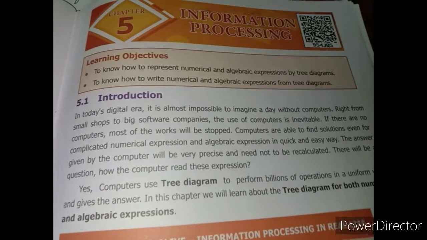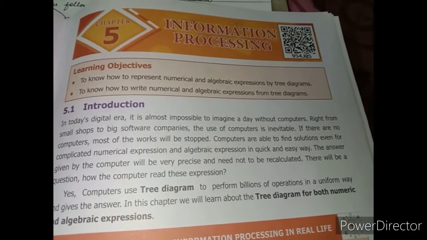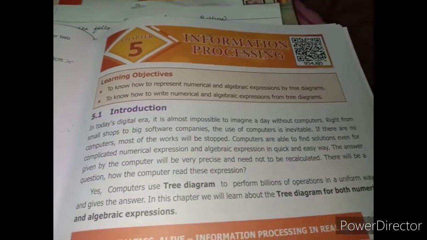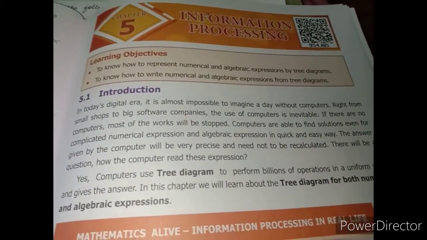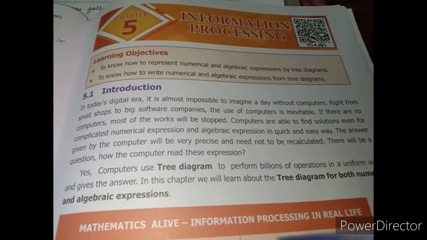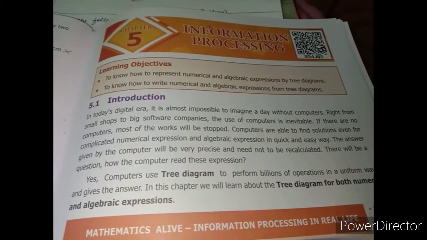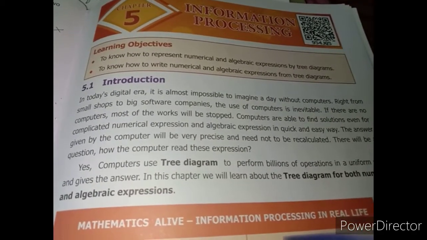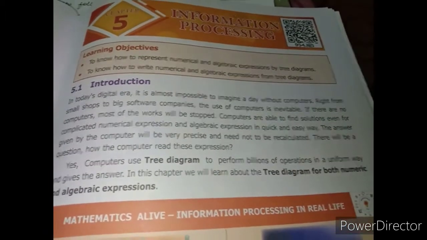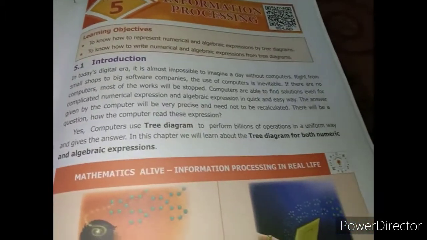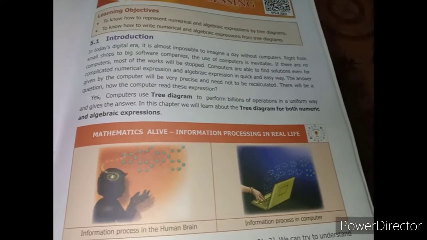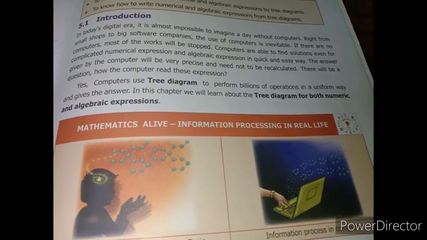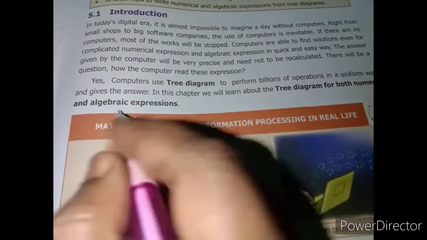So in this video we are going to start chapter 5, information processing. In the previous term, the last chapter also, we had information processing. So this is going to be a simple and fun-filled chapter, because here we are going to study maths in a very different way. This is going to be a little interesting also. Here we are going to learn mostly about tree diagrams, and this you would be familiar with.